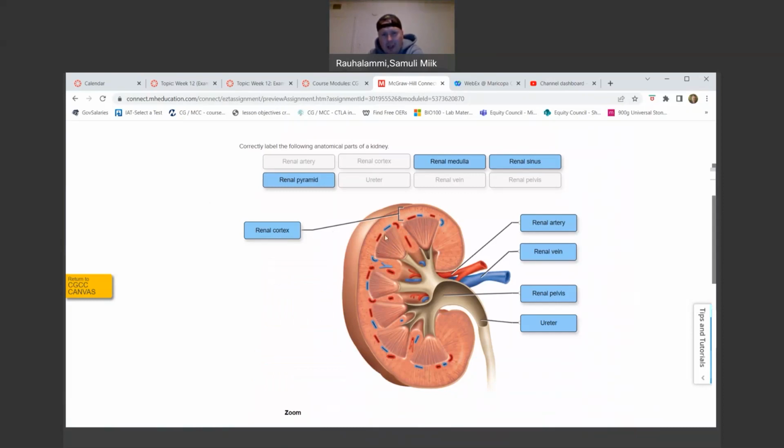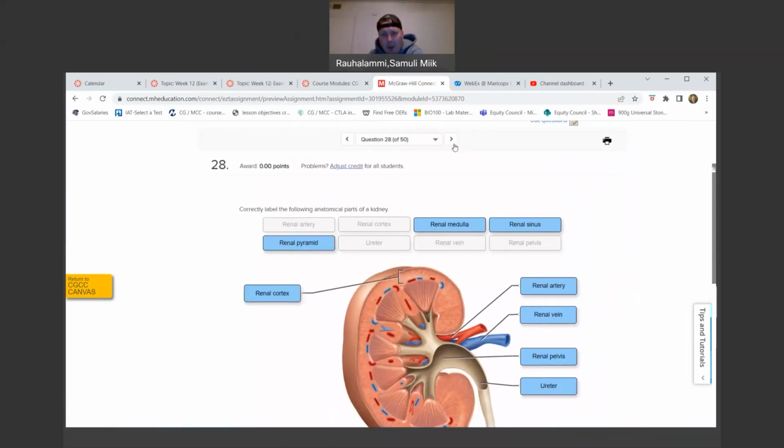Within here, we're seeing the renal pyramids, these triangular structures, and renal columns in between them. We're also seeing the minor and major calyces, renal pelvis, and ureter. Another thing to notice, there's a rich blood supply coming to the kidney, so we have our renal artery and renal vein as well.